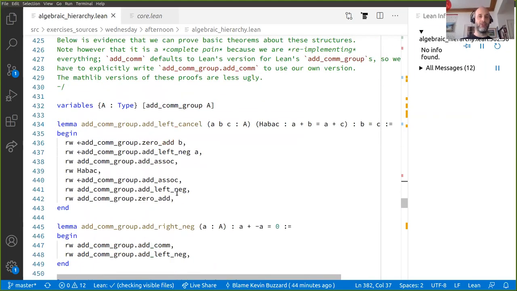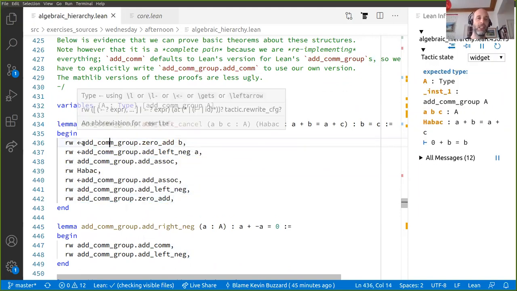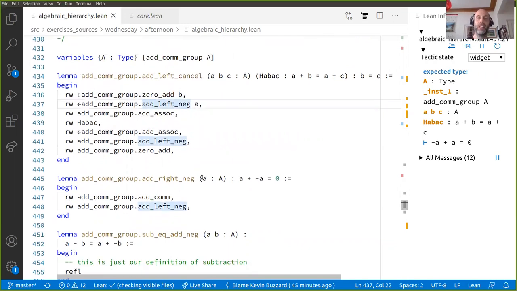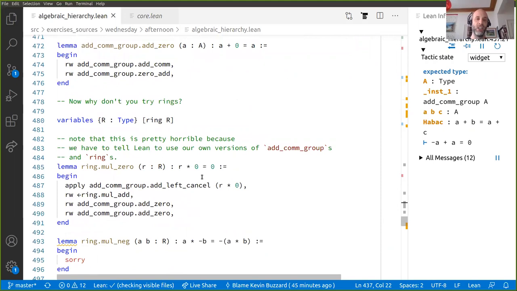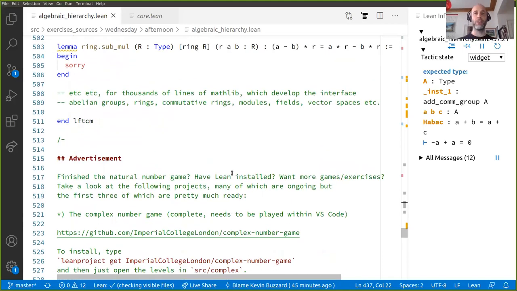But now, unfortunately, I finally ran into trouble because I'm constantly having to tell Lean to use my version of zero add and my version of add left neg. So here's me developing some of the theory of additive commutative groups. And then I let you develop some of the theory of rings, if you like. If you get this far, why don't you try and prove things like R times (A minus B) is R times A minus R times B. So that's an overview of the file.